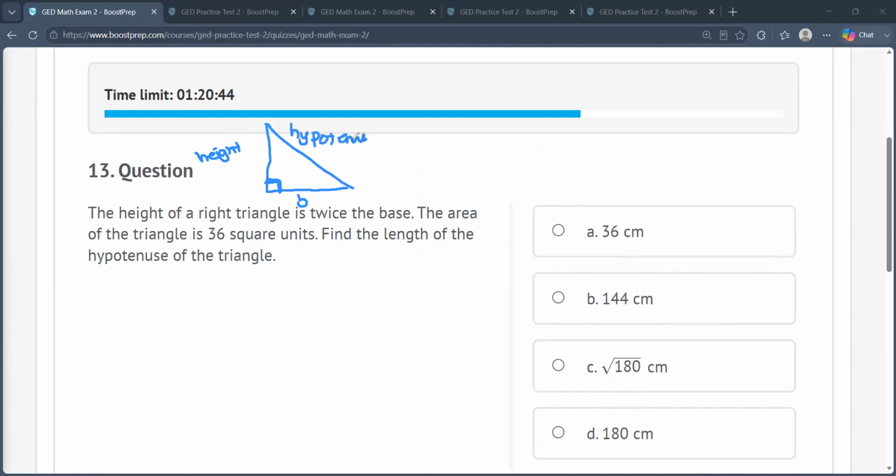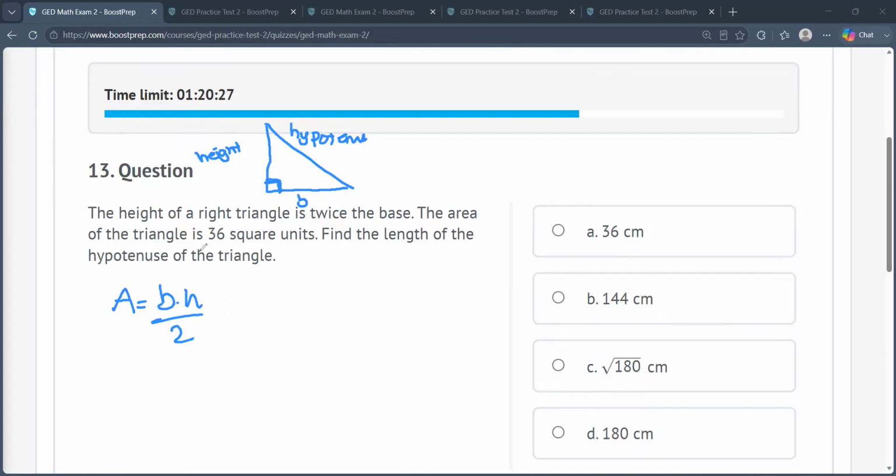And what did they tell us about any of it? They don't tell us. So they're saying that the area of a triangle is 36. So if they say area, I know I'm going to use this formula: area of a triangle is base times height over 2.